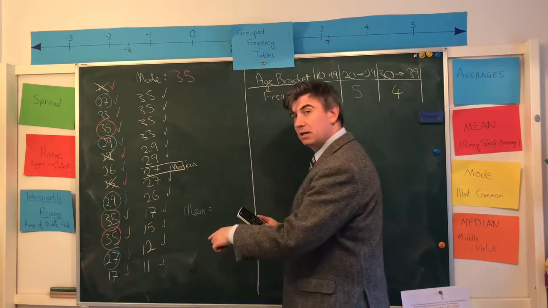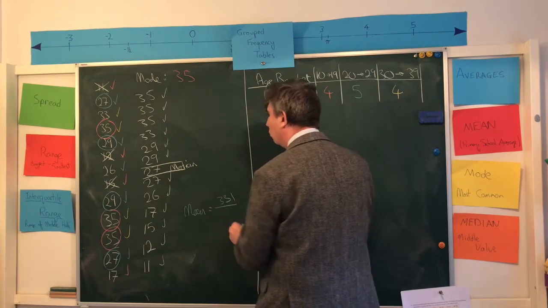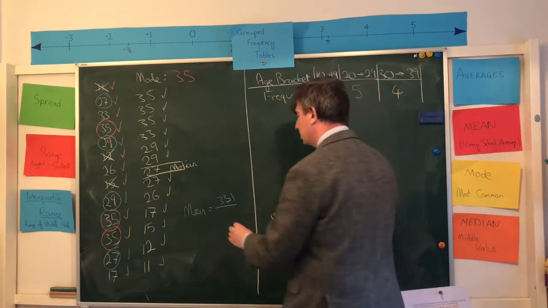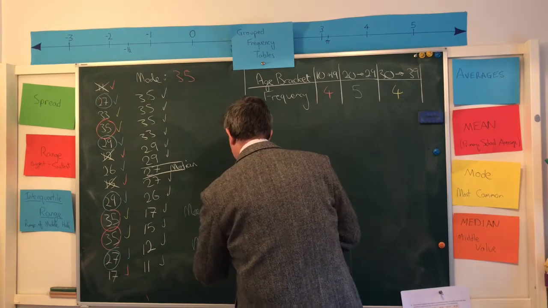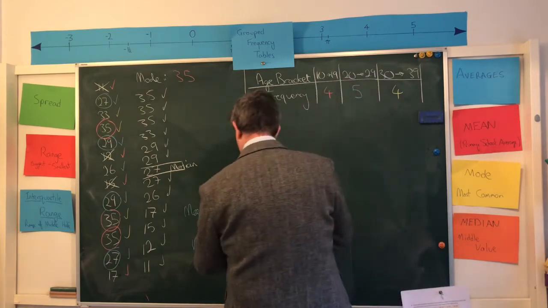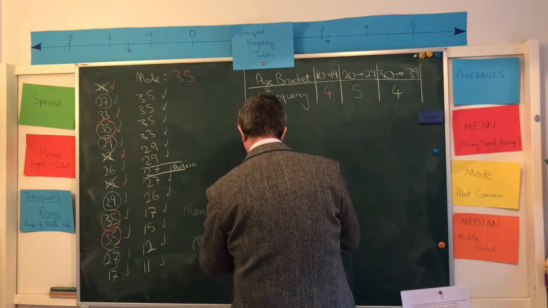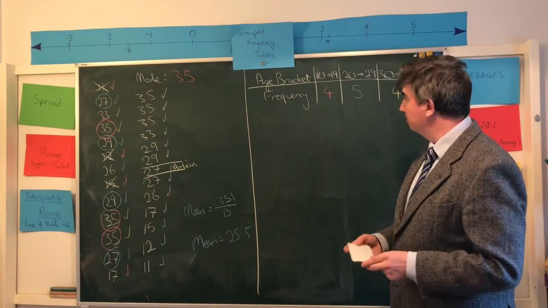That spells mean, by the way. That's an A, believe it or not. It's 331 all over, I think I had 13 terms. So the mean is equal to 331 divided by 13, which is equal to 25.5 or thereabouts. So the mean value is 25.5.